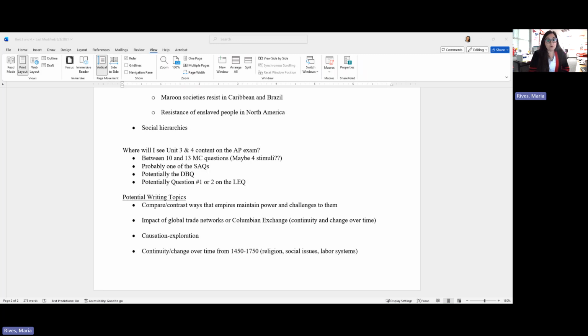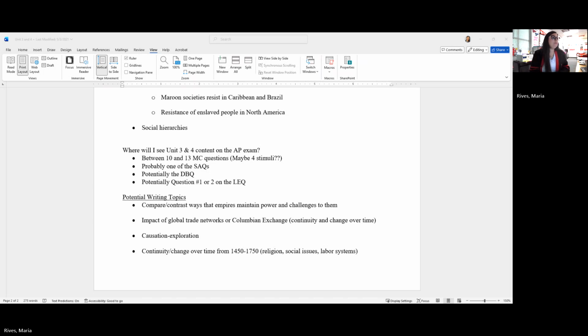That would be like Metacom resisting the migration of the British settlers in North America. Tupac Amaru resisting Spanish settlement in the Incan parts of South America. That could be Queen Nanny resisting British expansion into Jamaica, or Queen Nzinga resisting Portuguese exploration or Portuguese expansion into present-day Angola. So that's the one I'm a little more concerned about. I could see it being an SAQ. So maybe listen to some of the resistance people today in the notes and review them on your own time.